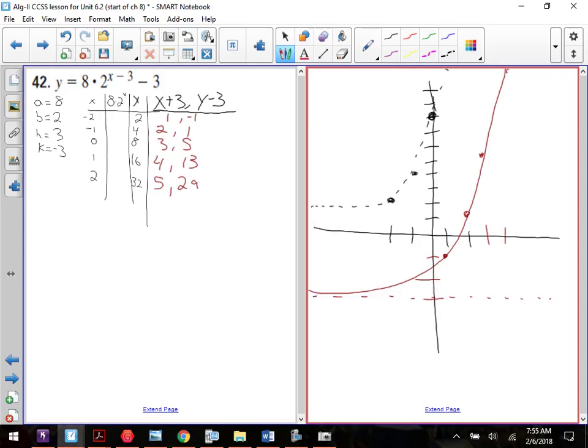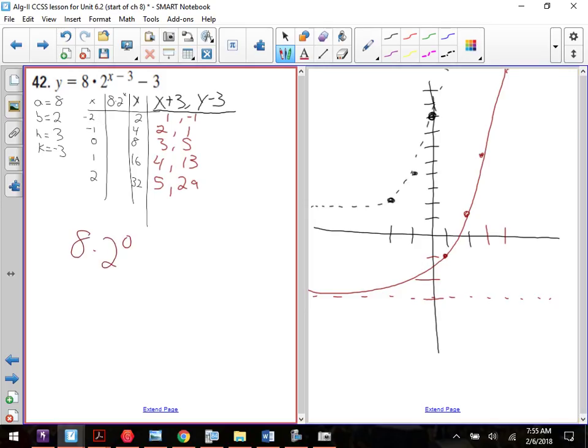Now, if you're given a problem like this and you have to find out what your y-intercept is, that just means where x is equal to 0. So if you take your value of x equaling 0, it's just a matter of 8 times 2 to the x minus 3, minus 3. Well, what's 2 to the negative 3? 1/8, isn't it? So 8 divided by 8 is 1. So 1 minus 3 is negative 2.